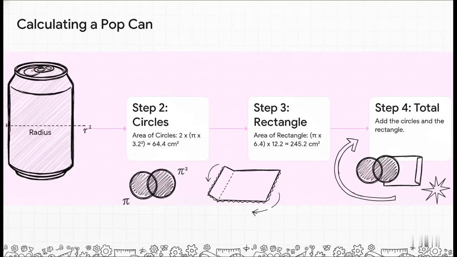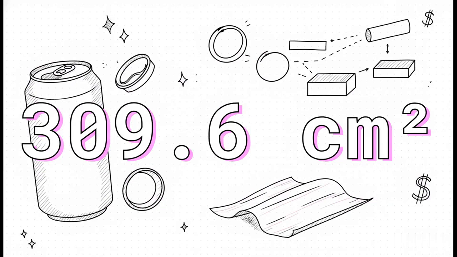All right, let's actually calculate a standard pop can. Now listen up, because this is super important. The formula needs the radius, not the diameter. The radius is always half the diameter, so don't trip up on that. It's a really common mistake. So once you've got that radius, you find the area of the 2 circle ends, then the area of that rectangular side, and just add them up. And that gives us our grand total, 309.6 square centimeters. Think about that. That's the absolute minimum amount of aluminum you need to make just one of those cans.